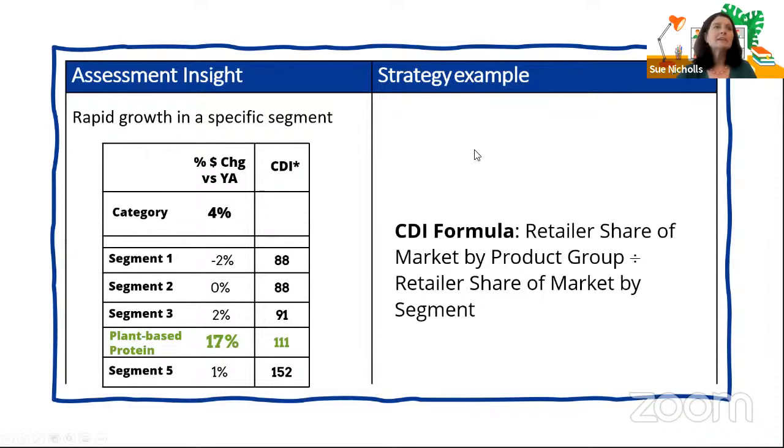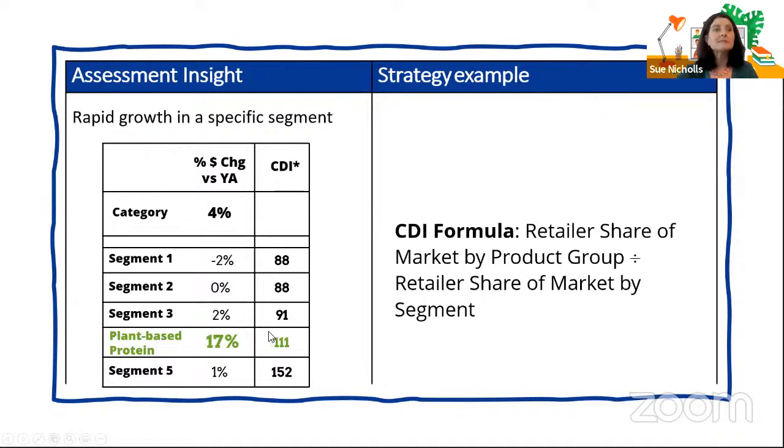And so when I look at this example here, you can see that the category is up 4%. Then you can see the different segments, and plant-based protein is up 17%. Then I've got this category development index. If you're not familiar with CDI, it's the retailer share of market by product group divided by the retailer share of market by segment, or by category. It indicates where a retailer is most or least developed within their segments.